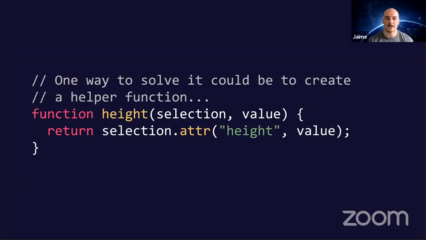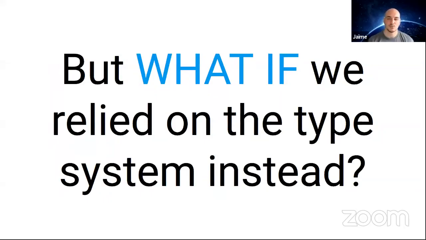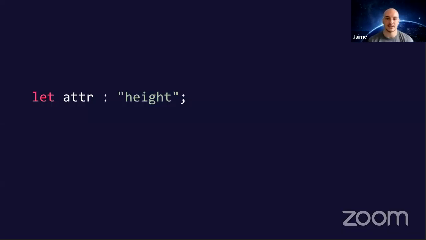So you could create a function height, and basically in that function, you set the right string, and people using this function will never run into that issue, but it's not very maintainable, right? You would need to create a function for everything. So what if we relied on the type system instead? We could rely on the type system and do something like this. We say, okay, the attribute can only ever be of type height. That means that now you can only assign height to it.